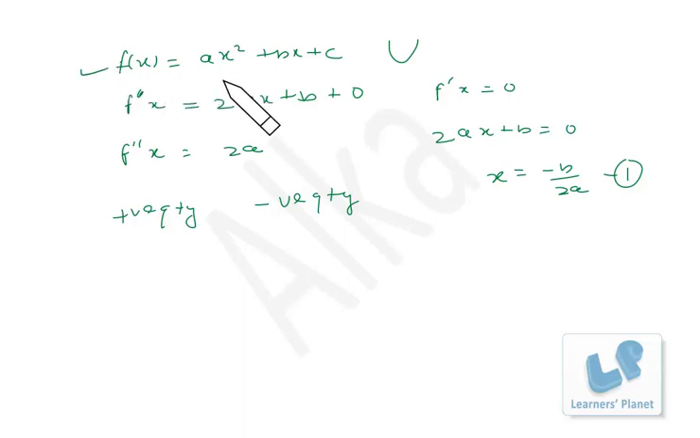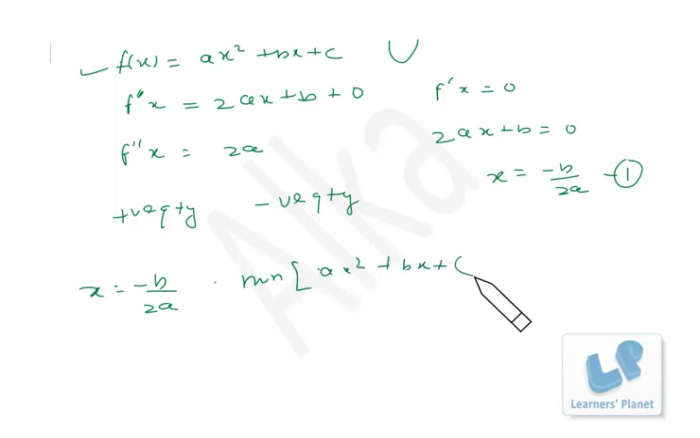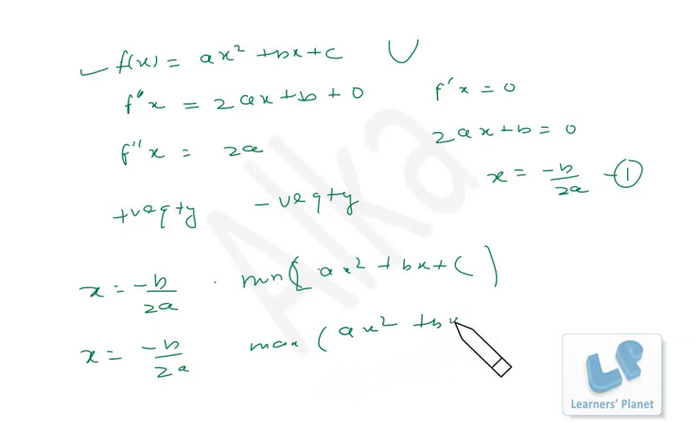So at x is equal to minus b by 2a, you will get the minimum of ax square plus bx plus c, right? If it is a negative quantity, suppose a is negative, then at x is equal to minus b by 2a, you will get the maximum value of the given expression.